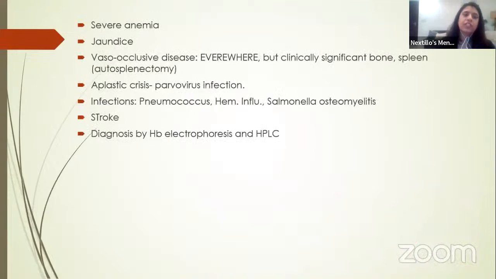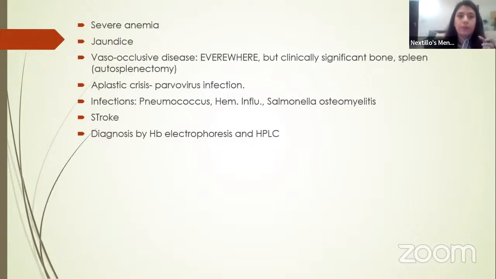What are the clinical features? Again, there'll be severe anemia, jaundice, and a vaso-occlusive crisis. Now, what is a vaso-occlusive crisis? These sickle cells, again, are very firm and very rigid, and they have very little elasticity. So they can block the blood vessels.